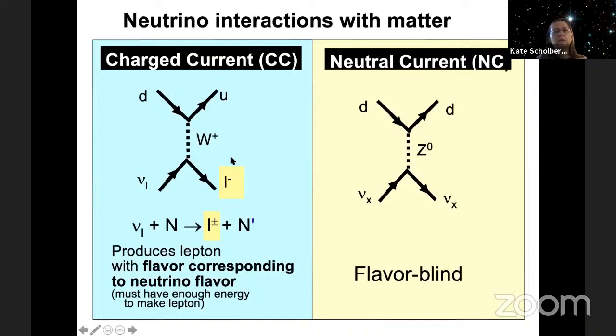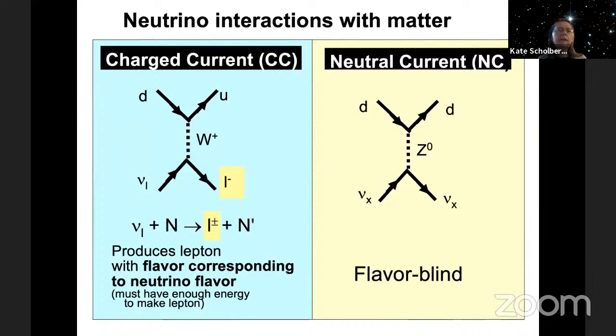If you can observe this lepton and measure it in a detector, and you know if it's an electron or a muon or a tau, then you can tell that the neutrino that went in was an electron or a muon or tau. And so these are very valuable for trying to understand the flavor composition of a neutrino flux. And the other thing about this, of course, and this is always true, is that the incoming neutrino has to have enough energy to make the rest mass of the final state lepton.